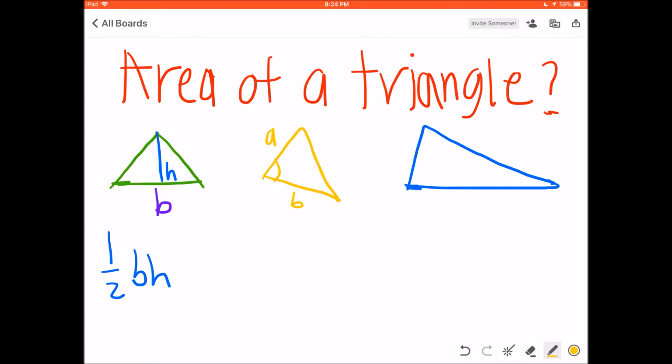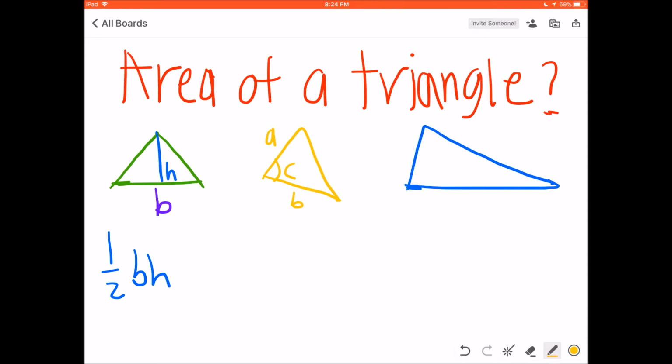What if I kick things up a notch? If I only give you this angle, I'll call it angle C, and I give you the two other side lengths adjacent to it, A and B, how would you go about finding the area of the triangle? You can't just use 1/2 base times height. Doesn't work that way anymore.